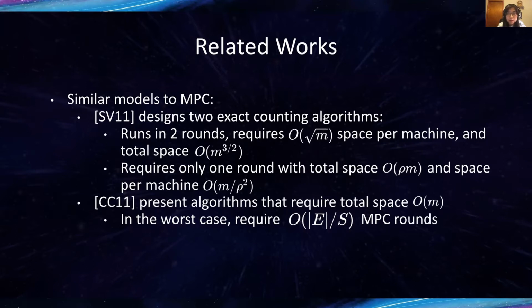Chu and Cheng present algorithms that require total space O of m, but in the worst case, their algorithm requires O of the number of edges in the graph divided by the space per machine rounds. If the number of edges in the graph is n squared and the space per machine is n, then their algorithm will require O of n rounds.